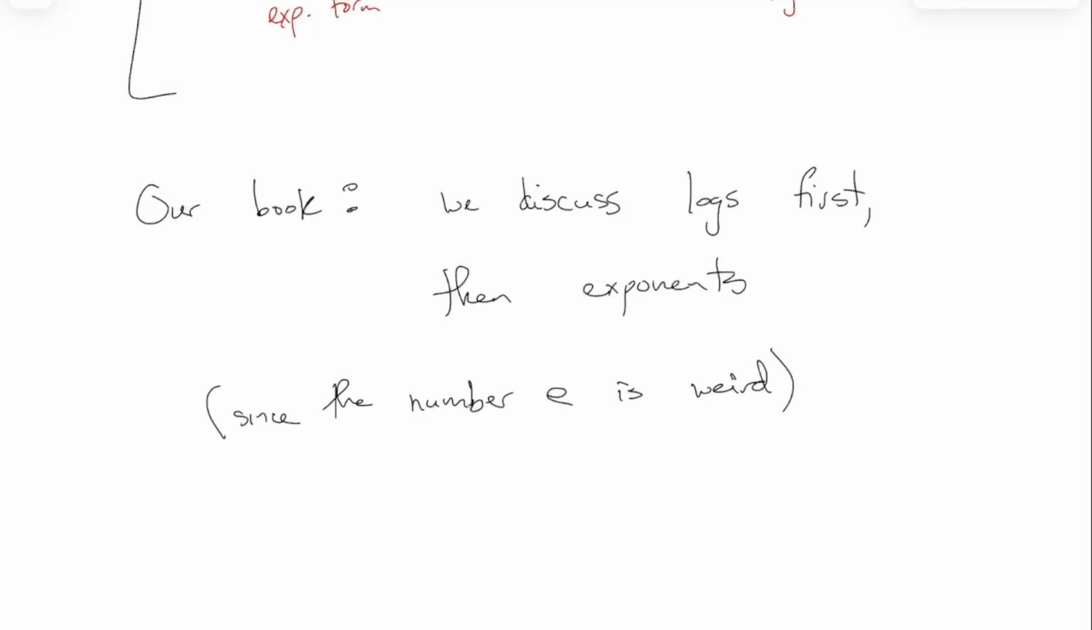We are going to discuss this kind of the other way around, logarithms first and then exponents, because the number e is weird. Does anyone actually know the definition of the number e? E is a special number, of course. 2.7. Yeah, 2.718. Okay, so I don't mean what it is as a number, like what the digits are. I mean actually what it's supposed to mean.